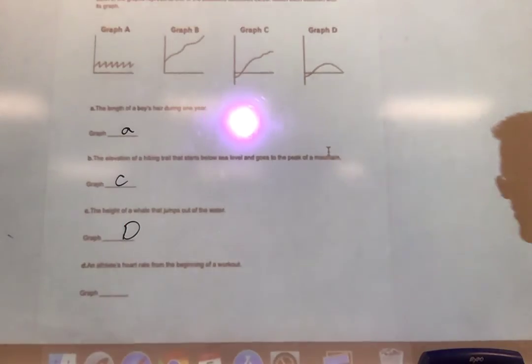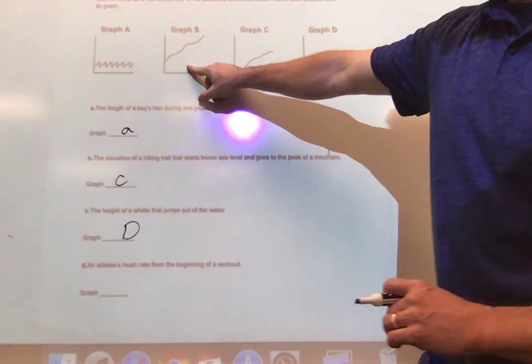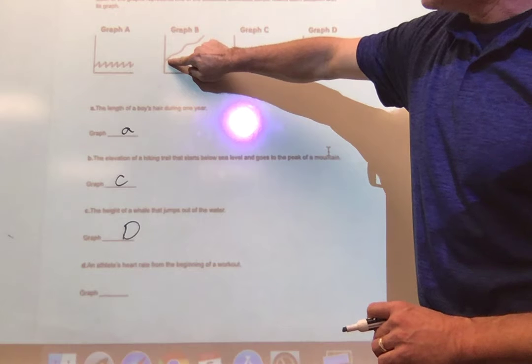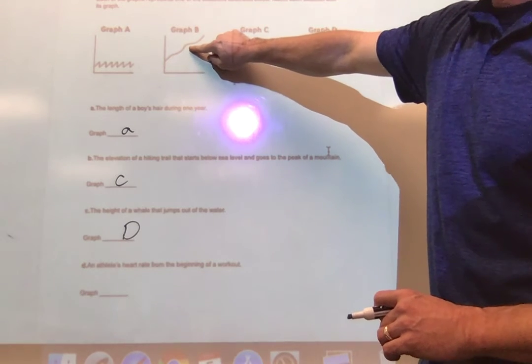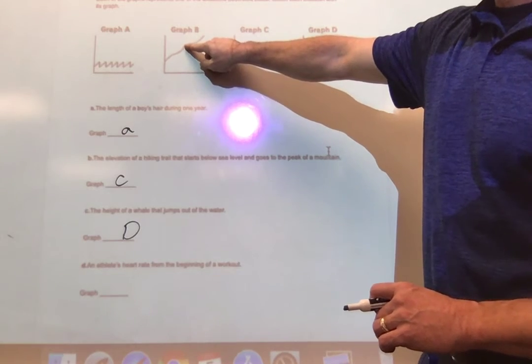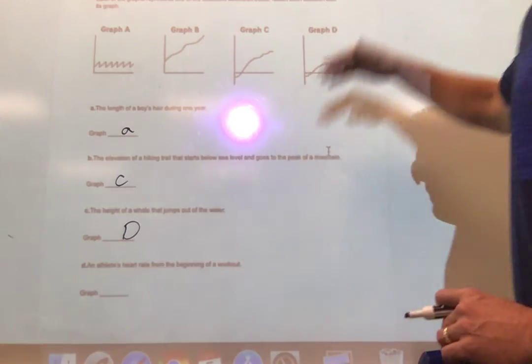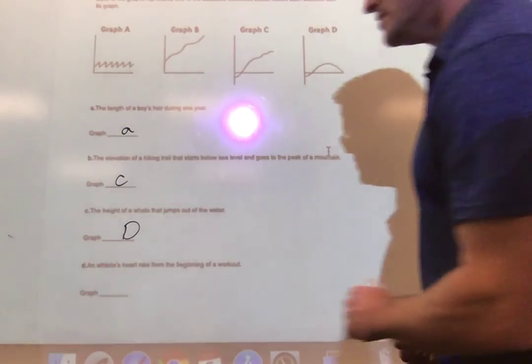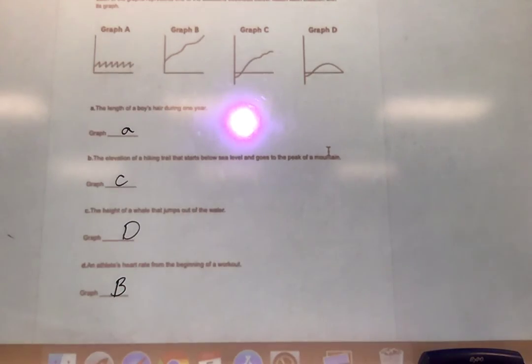And then the last one, an athlete's heart rate from the beginning of a workout. Graph B is the only one left. So would this represent his heart rate at the beginning of a workout? Here would be where his heart rate starts, and as he's working out, it gradually starts to grow and increase. It's getting faster and sometimes steeper than others, but it's always going up, because as he's working out, his heart rate is picking up, so it keeps increasing. So I would say graph B does a pretty good job of representing how that could look.